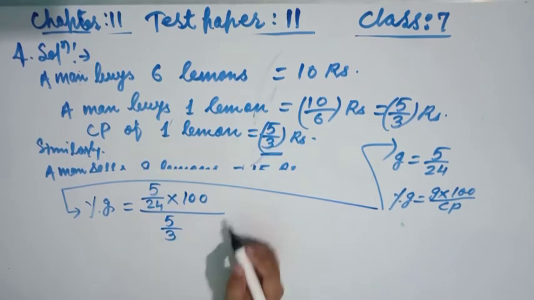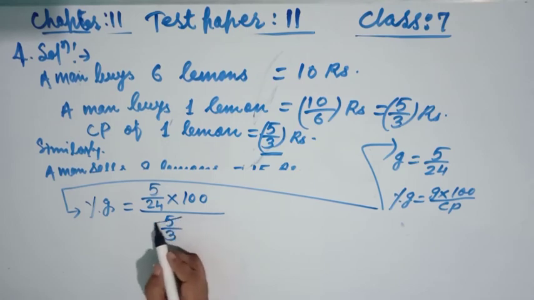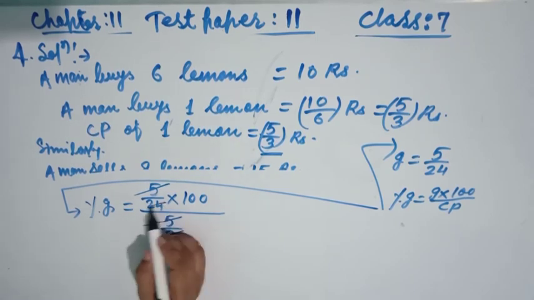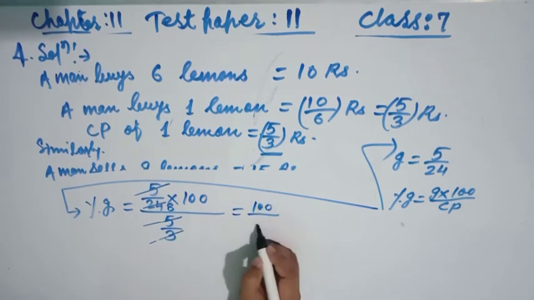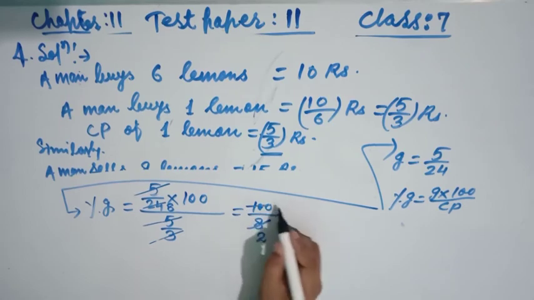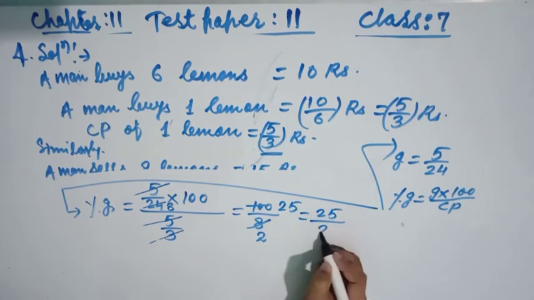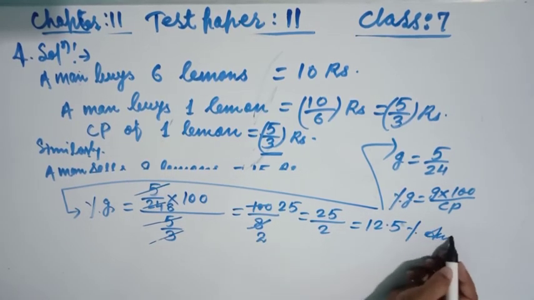Now here, friends, this 5 and this 5 will get cancelled, and this 3 and 8, 3 8 cancel. So this is 100 divided by 8. So this is 4 2 and this is 25 times. So 25 divided by 2 is equal to, friends, 12.5%. So this is the required answer.